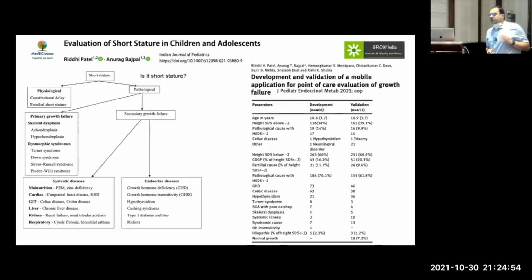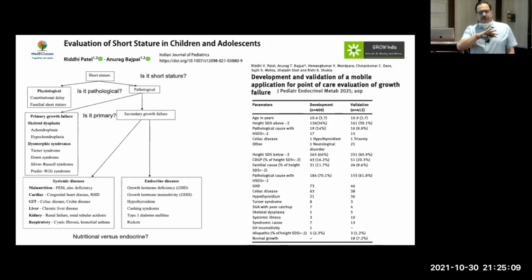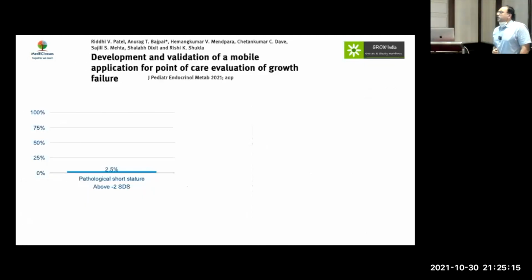So the key questions to answer by a pediatrician when they are seeing a child with growth failure is, is it really short stature? If it is short stature, is it physiological or pathological? If it's pathological, is it primary or secondary? And finally, is it nutritional or endocrine? So we'll go on to one each question and how we can answer that. Now, first question, how do you decide that somebody is short?